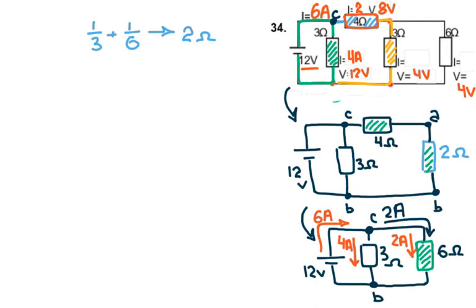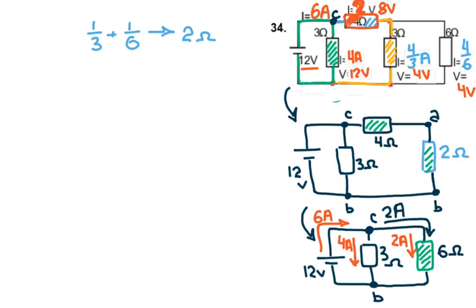So the current through the 3 ohm resistor is 4 divided by 3 amps. And the other one is 4 divided by 6 amps. And right here we had 2 amps.